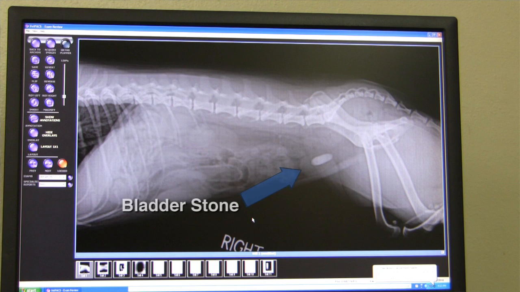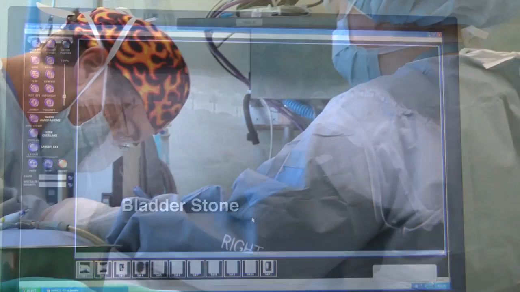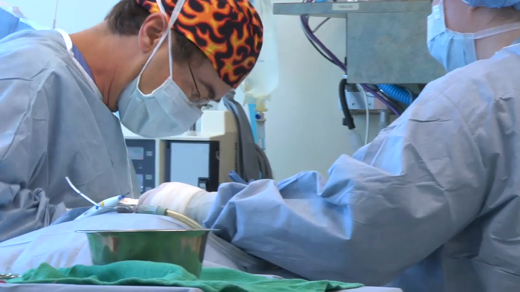There can be different types of fungal yeast infections, but those are pretty rare. If there are stones or crystals in the bladder, sometimes they can be dissolved by various foods, and sometimes it's necessary to do surgery to remove those stones.